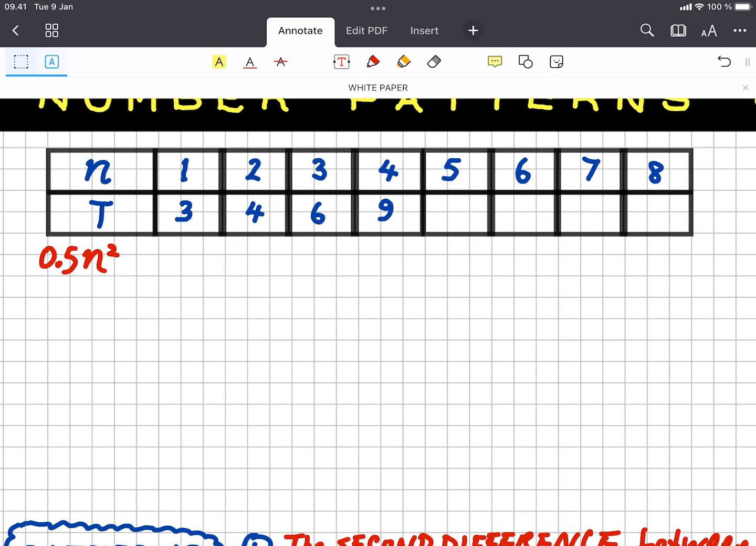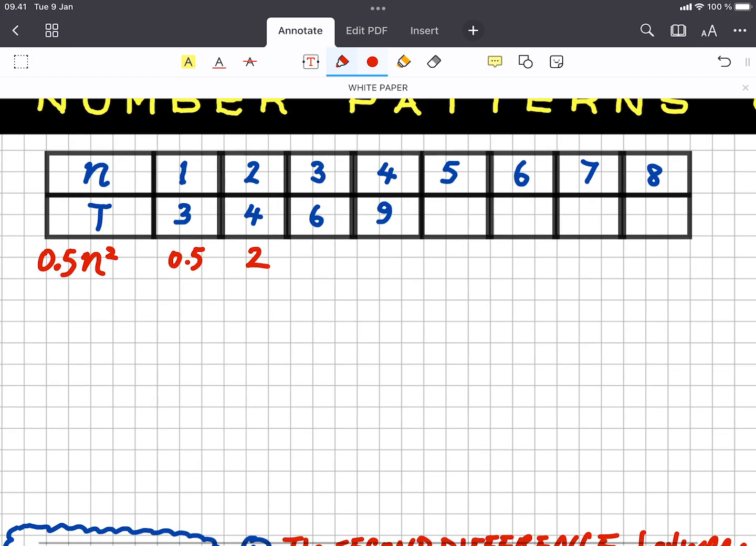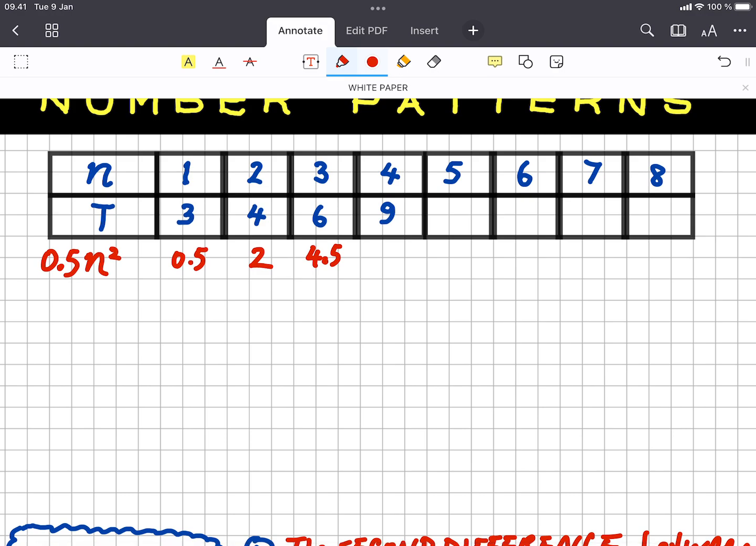So let's just think once again about what we get from 0.5 n squared. So 0.5 times 1 squared is 0.5. 0.5 times 2 squared is 2. 0.5 times 3 squared is 4.5. 0.5 times 4 squared is half times 16, which is 8. So that is giving us numbers with a second difference of 1 between them, but it's not the numbers we want, because we want to be getting 3, 4, 6, 9, and so on. So let's just have a look at how far off we are from what we want.